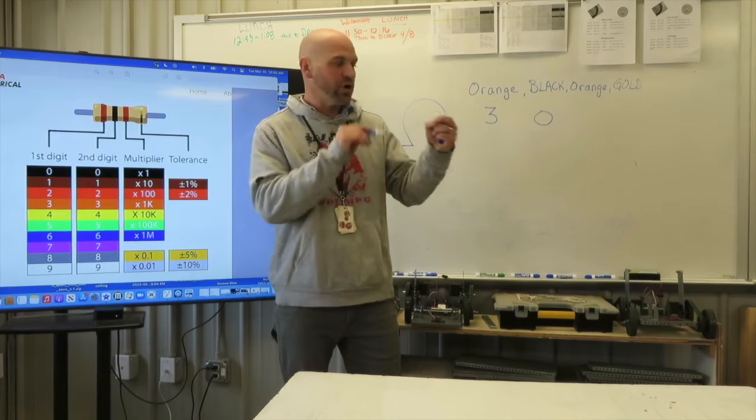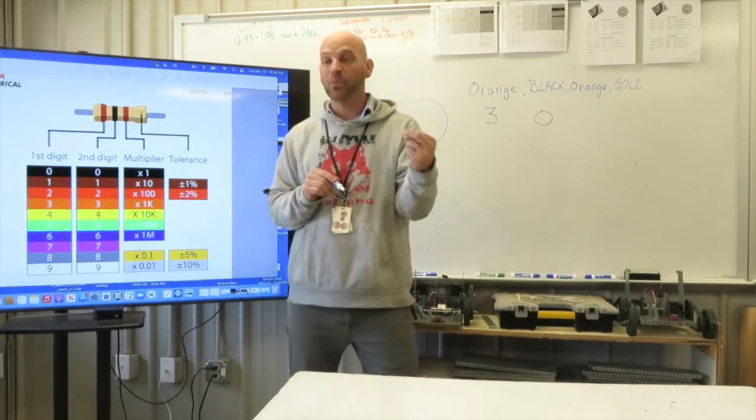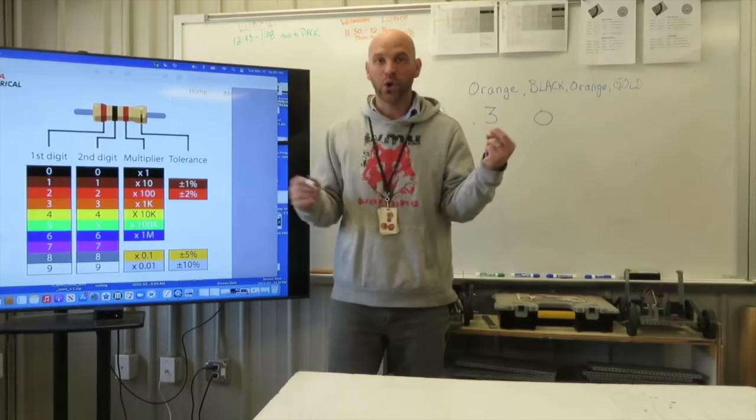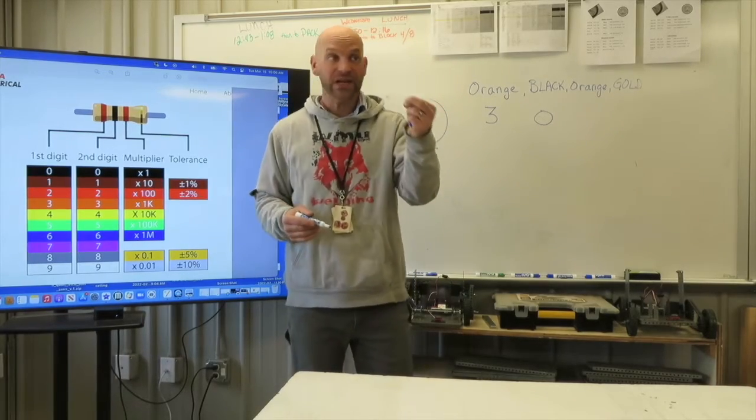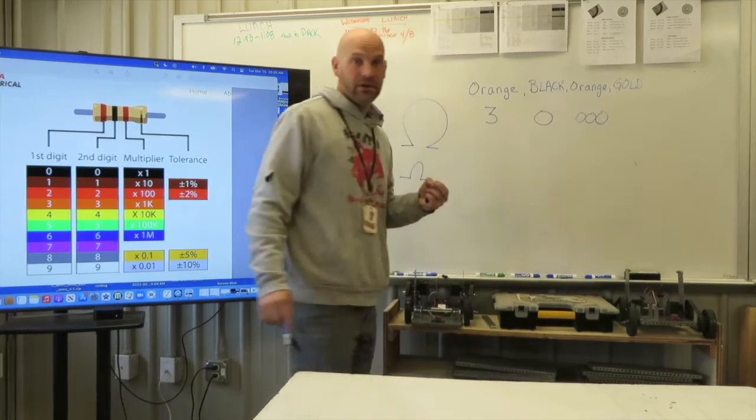But what this 3rd band signifies is how many zeros. It's the multiplier. So you can see the multiplier. If we have 3, it's times 1,000. Or how many zeros? 3. So 1, 2, 3. Okay.